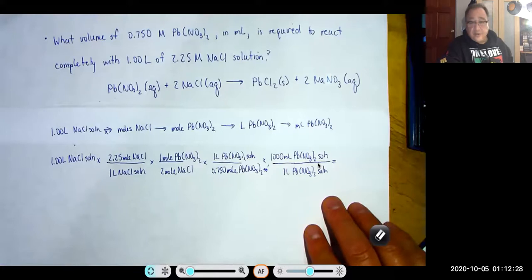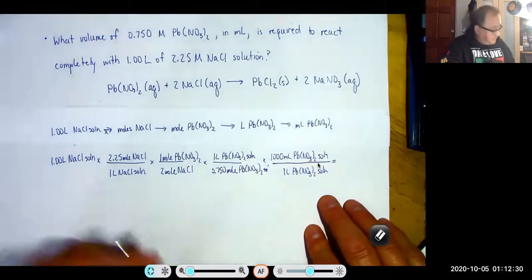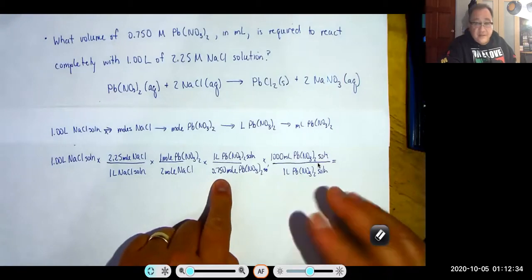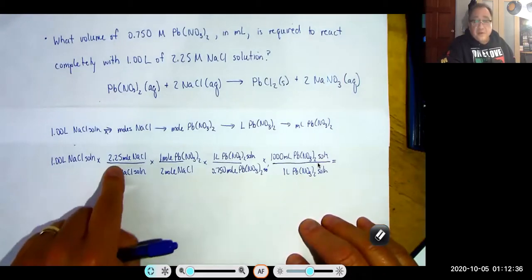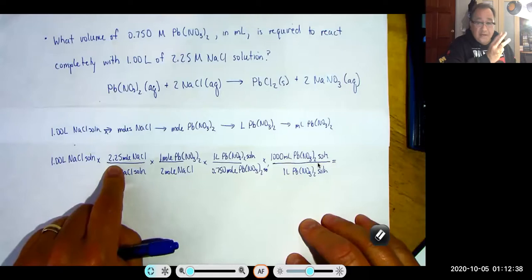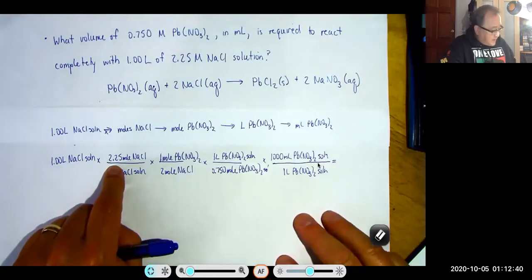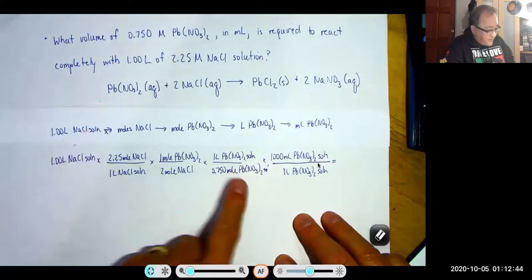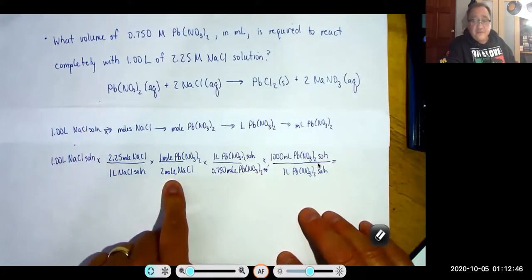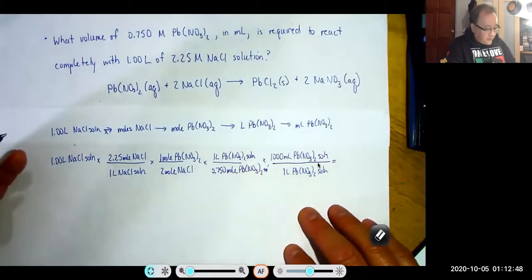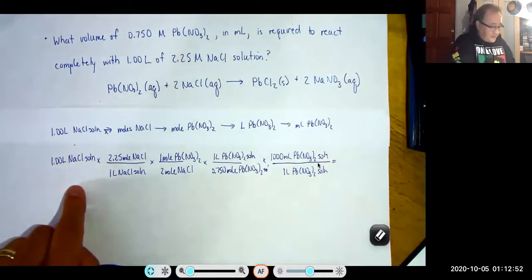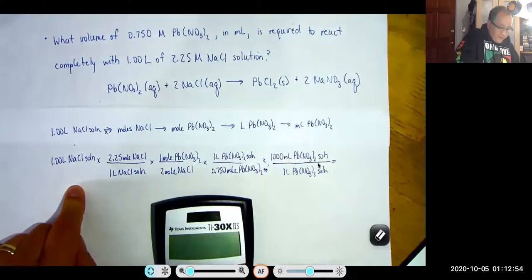Okay, so time to estimate again. 0.750 is like 75 cents. 75 cents will go into $2.25 3 times. 3 times 1,000 is 3,000. 3,000 divided by 2 is 1,500. So the answer should be 1,500 milliliters with 3 sig figs. So let's see what we get here.